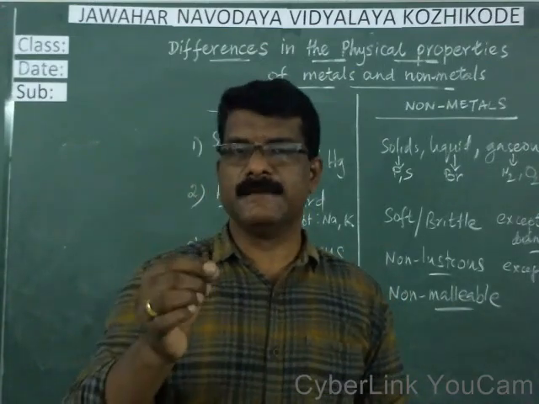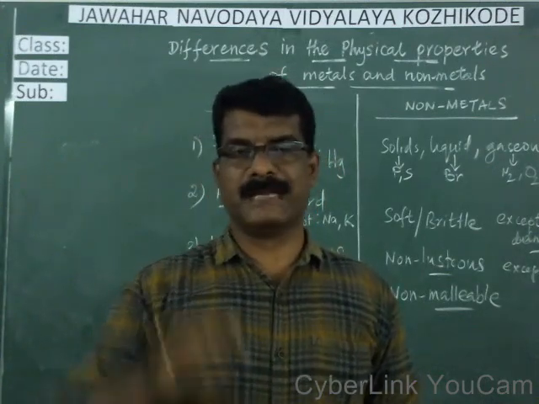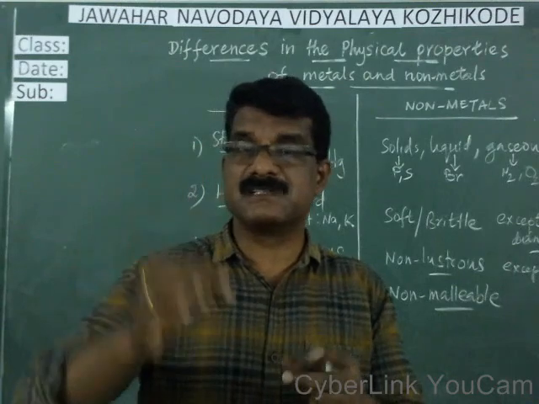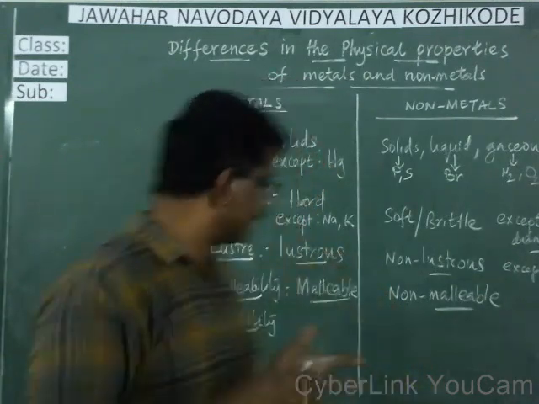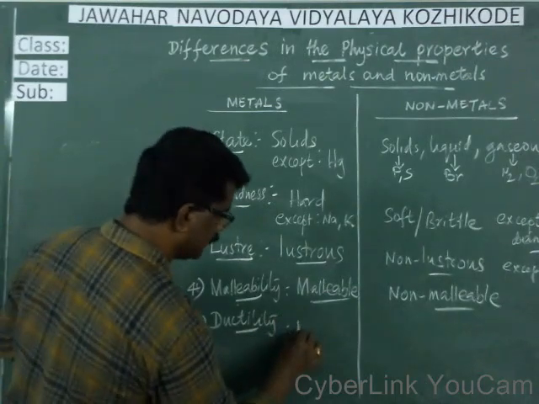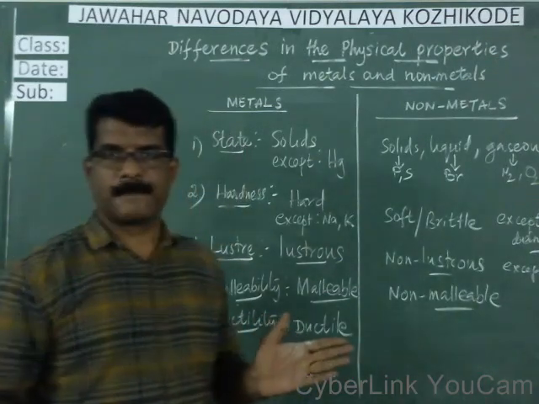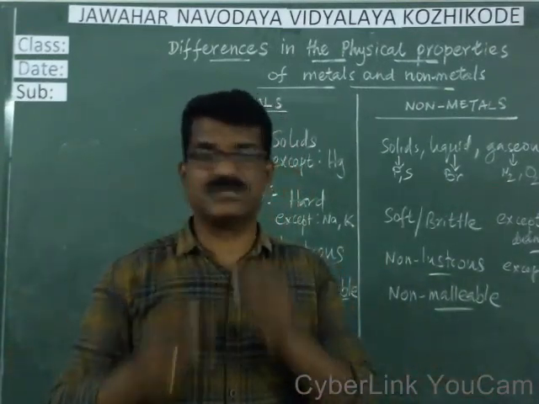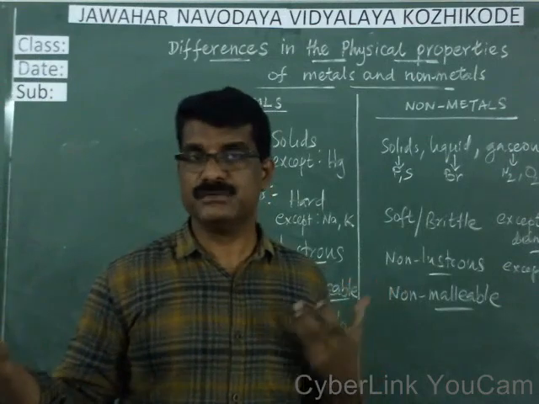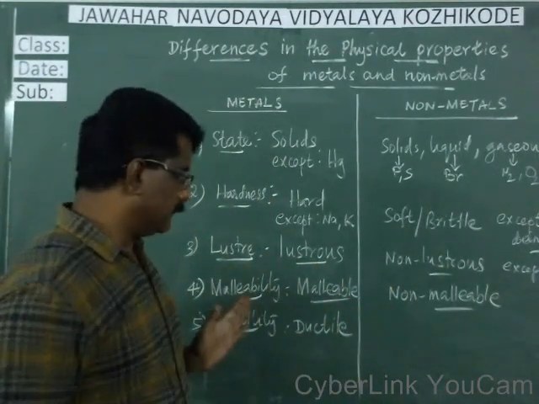So generally, the metals are ductile. Metals are ductile means the metals can be drawn into thin wires. Okay, there is an exception. Sodium and potassium cannot be drawn into thin wires, because they are very soft. But all other metals are ductile.